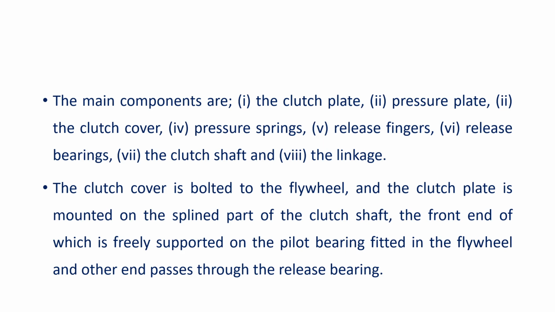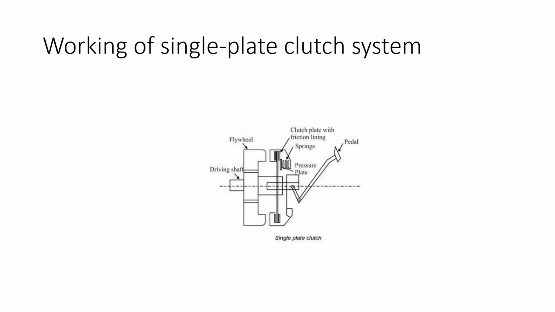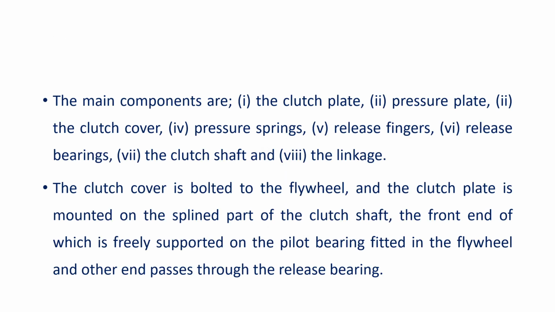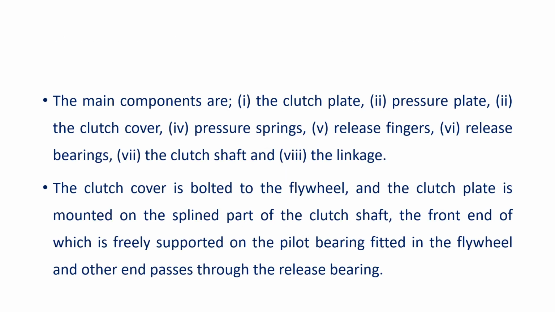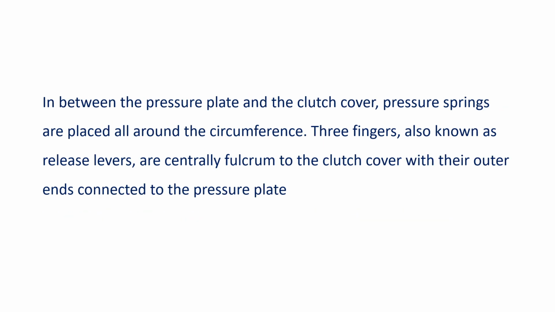The clutch cover, as you see, will be bolted to your flywheel, and the clutch plate will move on the splined part of the clutch shaft. You can see this clutch plate has a friction lining. In between the pressure plate and the clutch cover, the pressure springs will be placed. These are called release levers. On pressing the pedal, engaging or disengaging can be done.